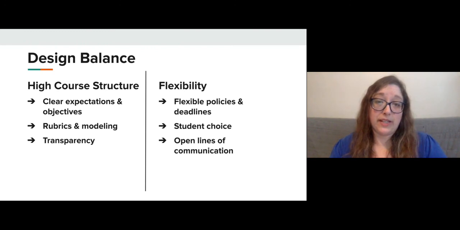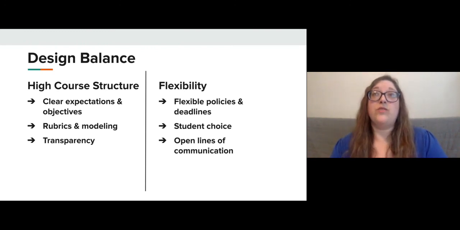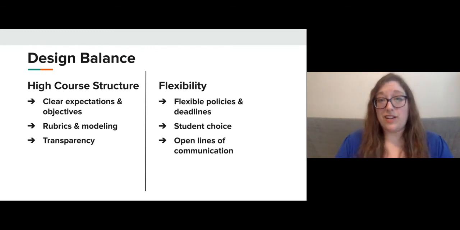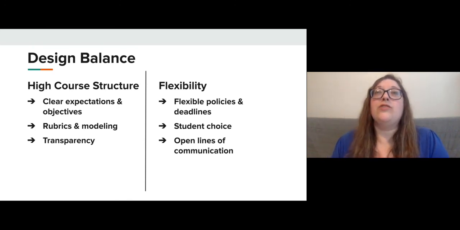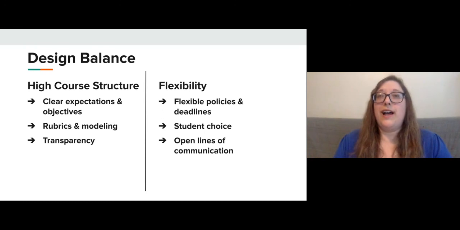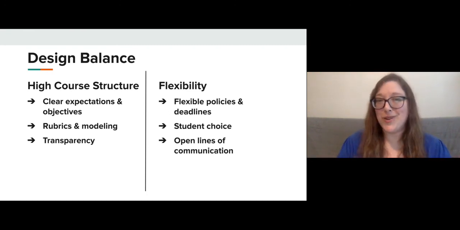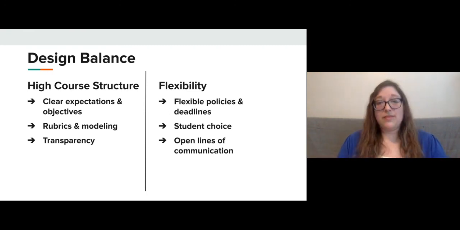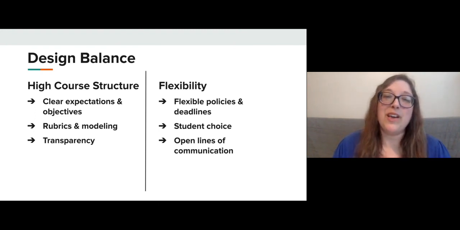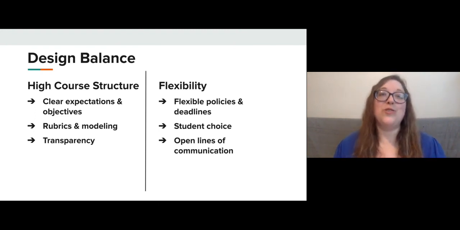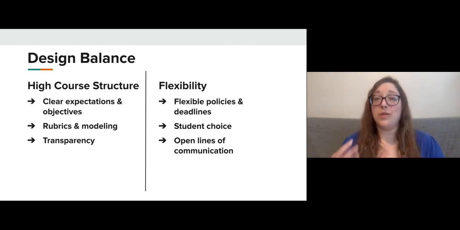Another element of flexibility is increasing student choice so that students can avoid activities that may not be accessible for them, or can choose to pursue activities or assignments that they feel best exemplify what they've learned and can best show off to you what they've learned. And then finally, an important part of all equitable pedagogy, keeping open those lines of communication so that students feel like they can reach out to you and let you know if and when there's a problem.